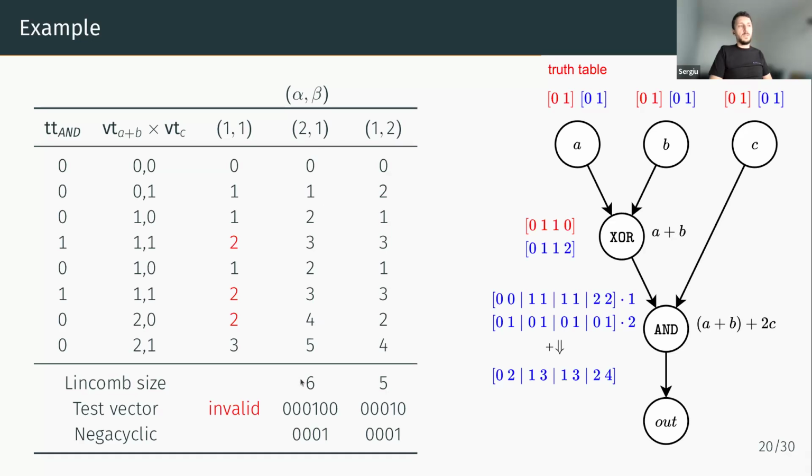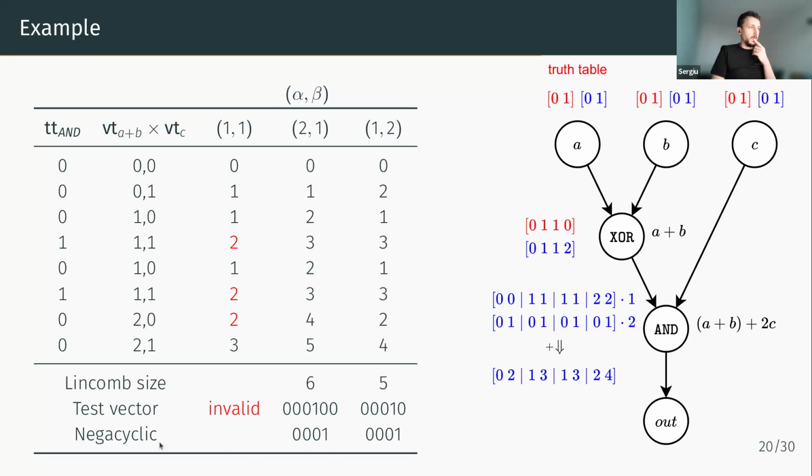The linear combination size is different because here, in the case of 2 1, we have a plain text space of 6. We need 6 distinct values for this linear combination. However, in the last one, we need only 5 different values. So the linear combination size is smaller in this case. Our algorithm will choose the second option because it's smaller and potentially it will pack the gates better in this linear combination.